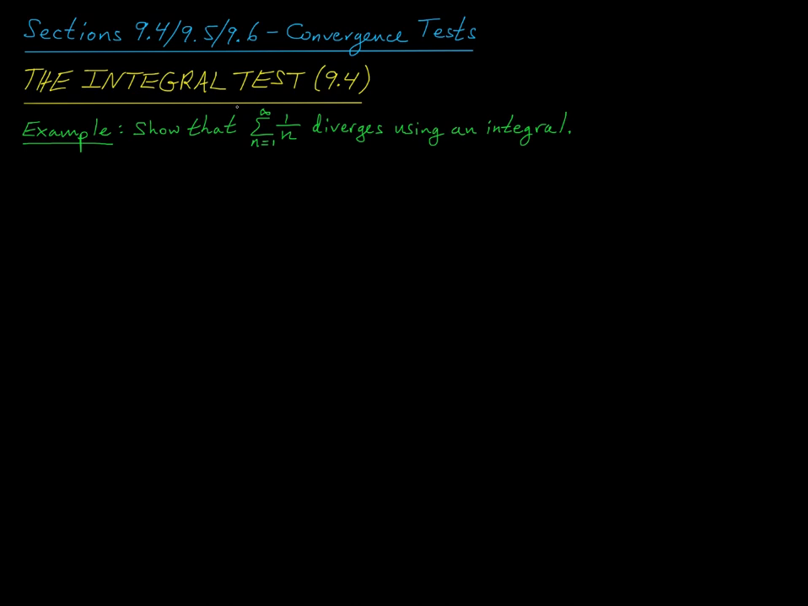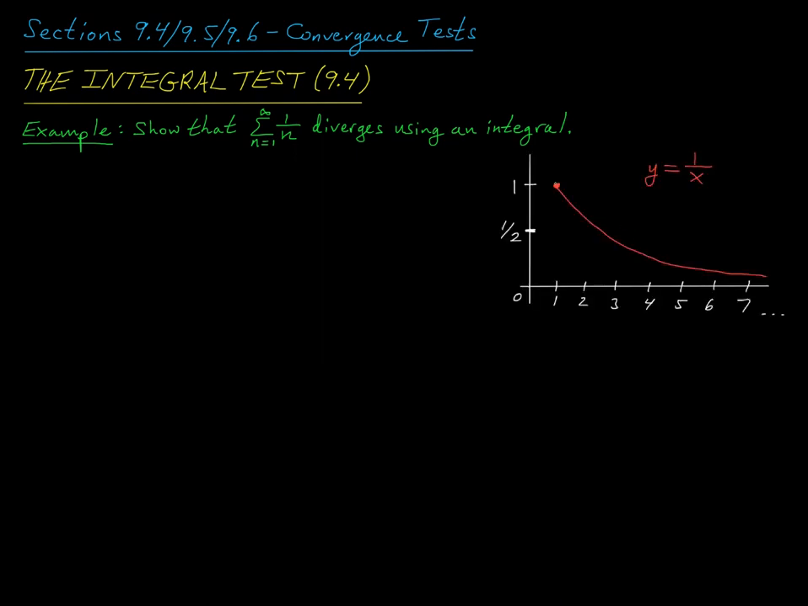Now we recognize this as the harmonic series. And in section 9.3, we argued why the harmonic series diverges using an inequality. Now here we're going to argue why the harmonic series diverges using an integral. And so to begin, let's consider the curve y equals 1 over x on the interval from 1 to infinity.